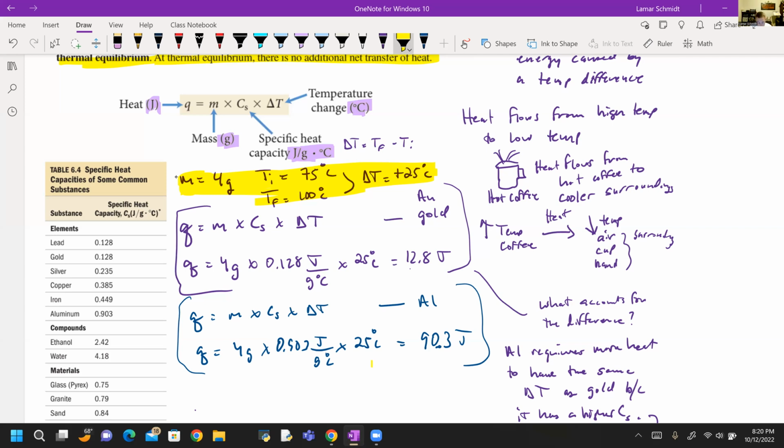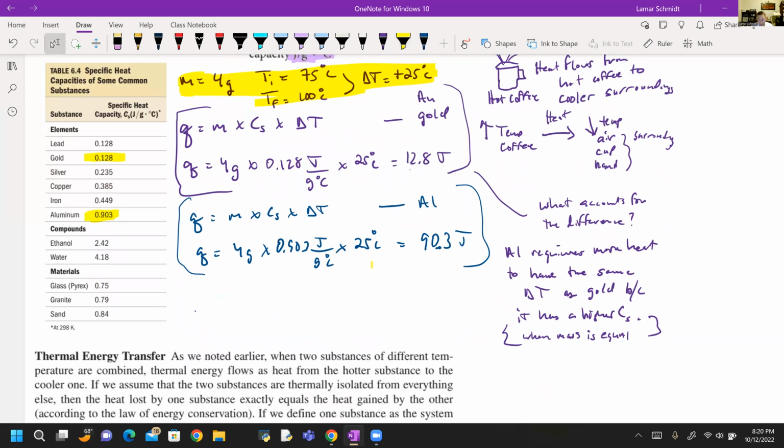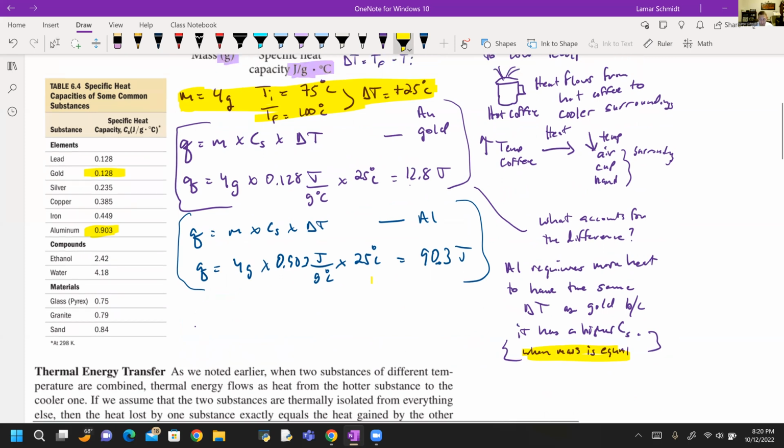mass of gold. And what accounts for this difference? Well, the difference is in this specific heat capacity. We see that gold has a lower specific heat capacity than aluminum. Aluminum requires more heat to have the same change in temperature as gold because it has a higher specific heat capacity. And of course, we have to make sure we know that this is when the mass is equal, right? This is when the mass of those two samples are equal.